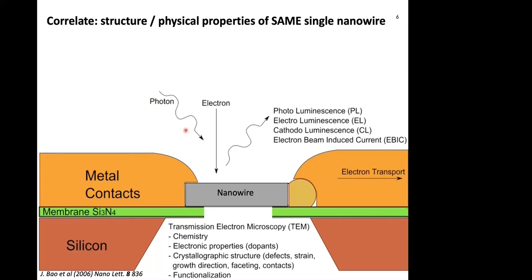So we could hit it with photons or electrons, study different signals coming out, or the transport characteristics of the nanowire. And all this can be combined with transmission electron microscopy based techniques, for example, to look at the chemistry of the structure. And additionally, we can also do in situ if we use the contacts in the TEM microscope.